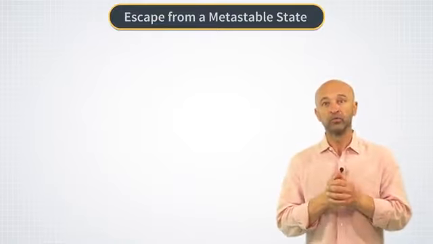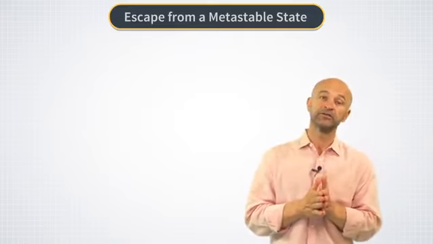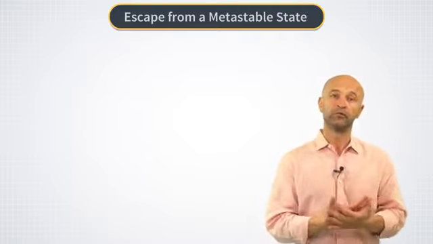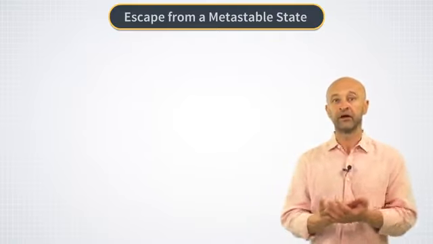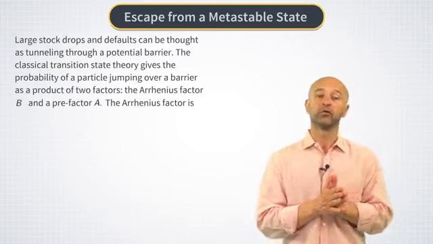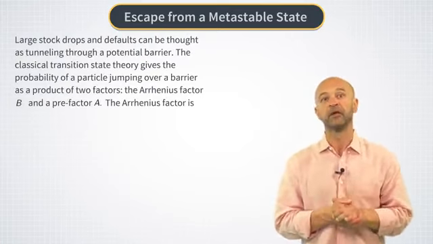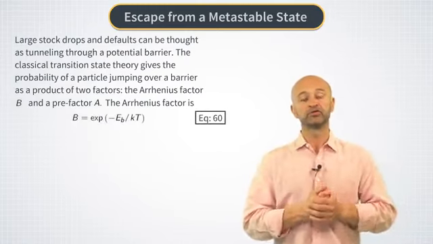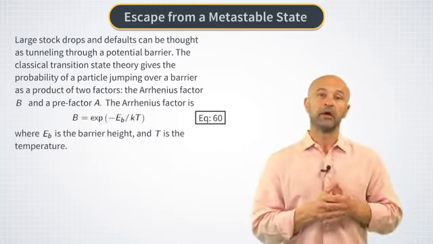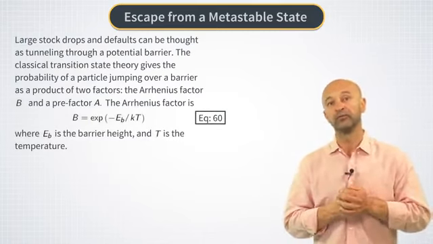So, what does the escape look like? If we go back to the language of classical statistical physics, then the process is described as an event when, due to thermal fluctuations, a particle gets enough energy to jump over the barrier. And the probability of such an event is obtained as a product of two factors, the Arrhenius factor B and a prefactor A. The Arrhenius factor B is shown here in equation 60, and it's exponential in the parameter EB that gives the height of the barrier.